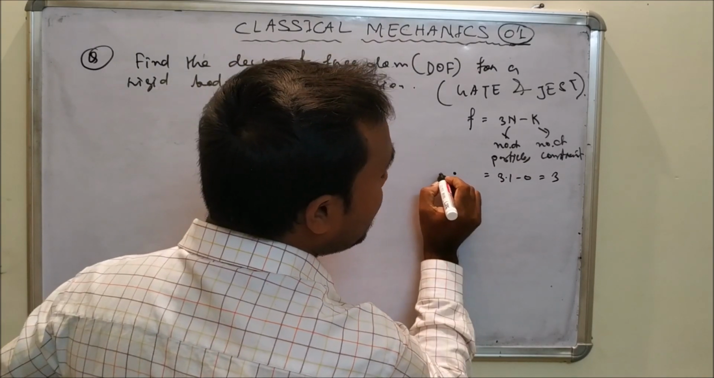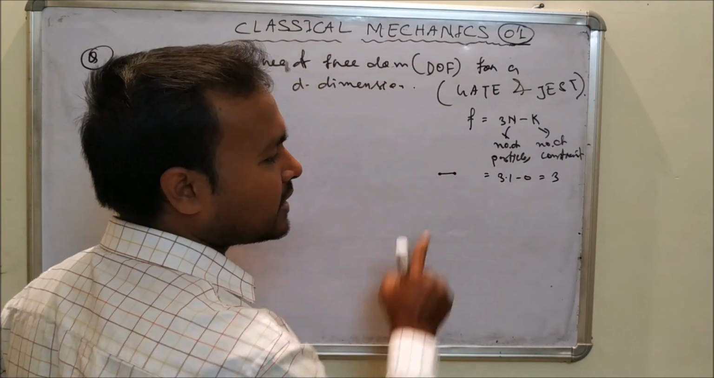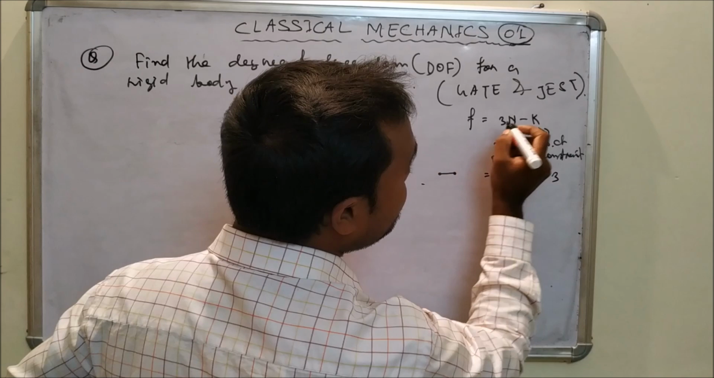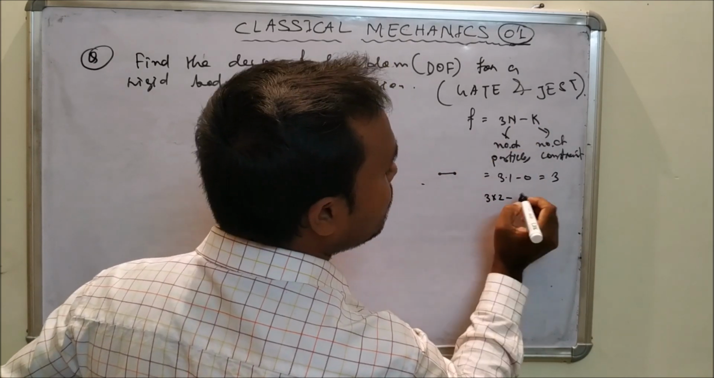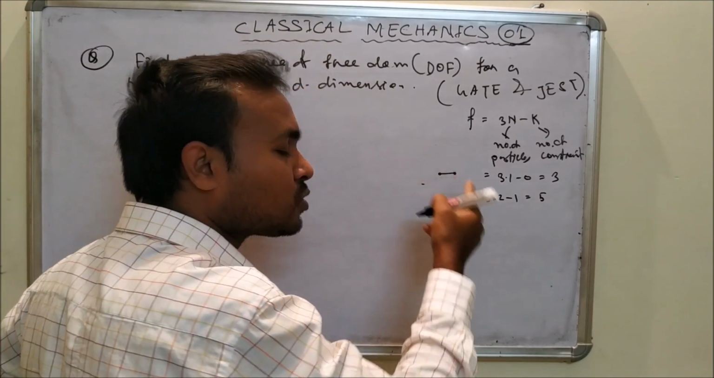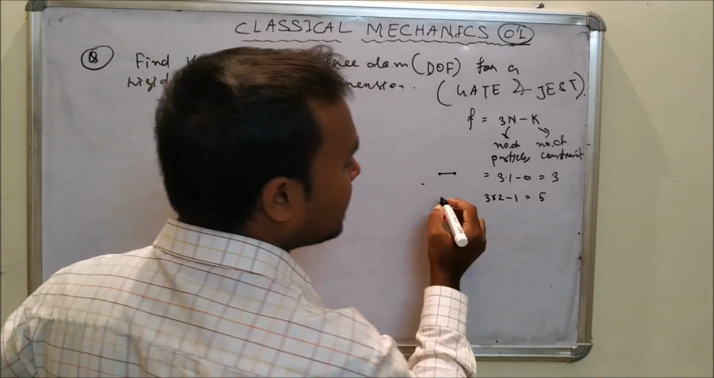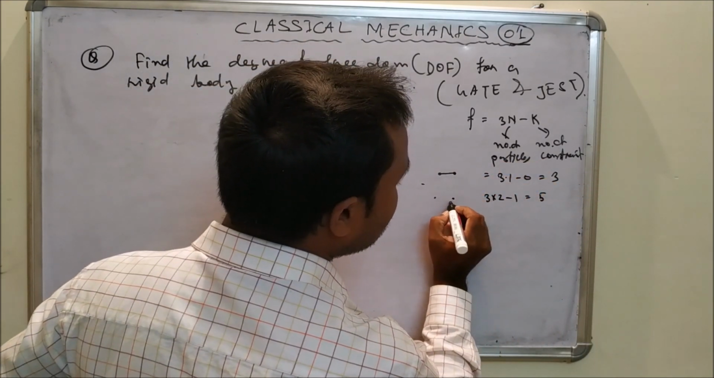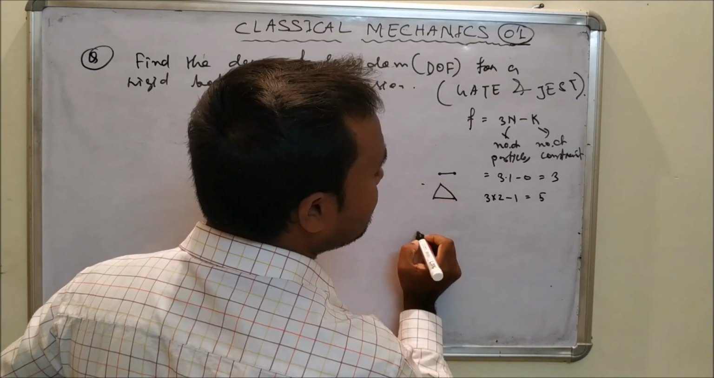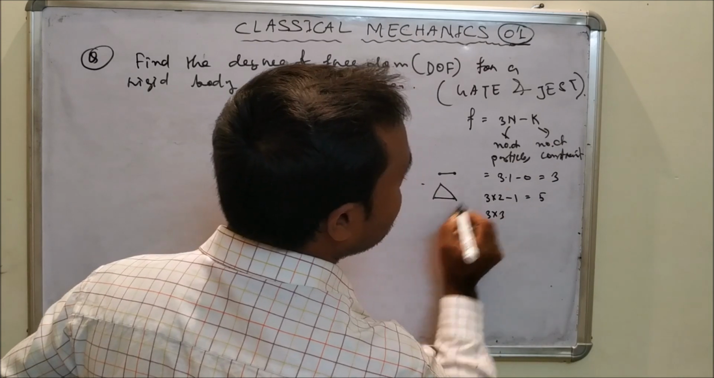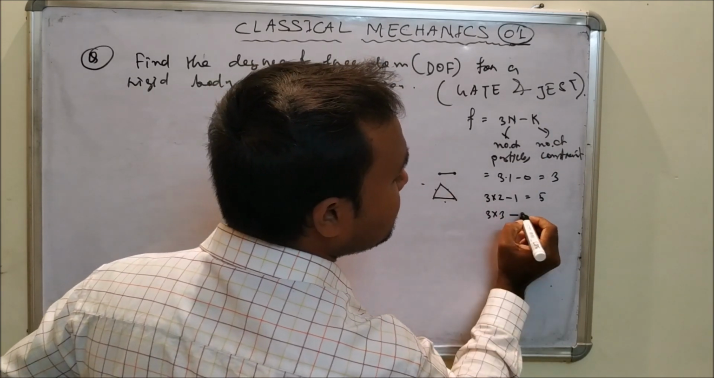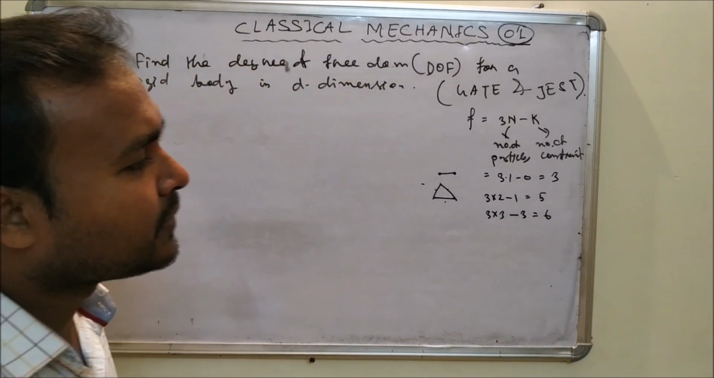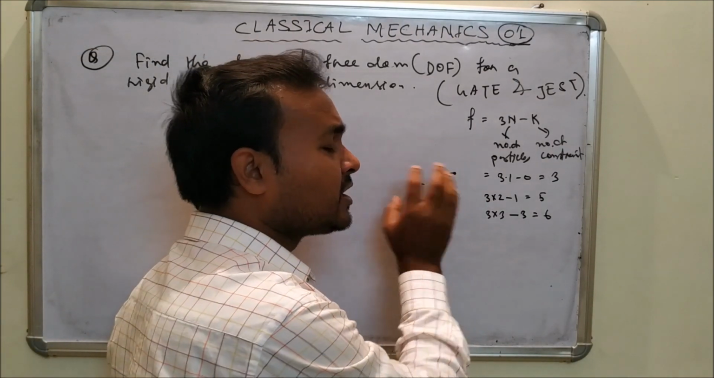If there are two particles attached by one constraint, this attaching line or string represents the constraint, so 3 into 2 minus 1 constraint will be 5. That means for 2 particles, the degree of freedom will be 5. And for 3 particles, 1, 2, 3, attached like this, it will be 3 into 3 minus 3 constraints, 9 minus 3 equal to 6. The degree of freedom of a system having 3 particles is 6.